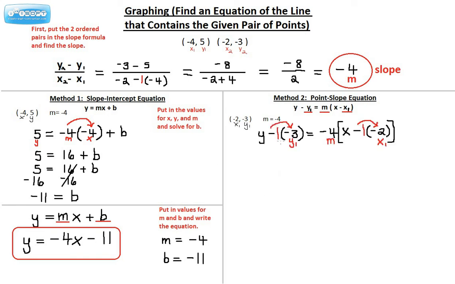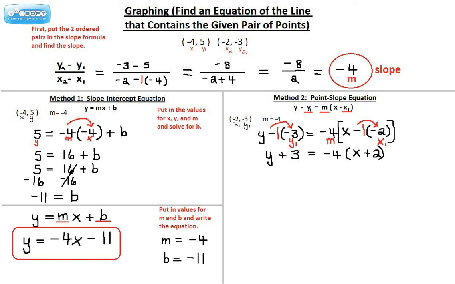Be careful when putting in these. It's y minus y sub 1, and y sub 1 is negative, so this is going to make it positive, or you can think of it as -1 times -3, and it's also x minus x sub 1, and x sub 1 is also negative.